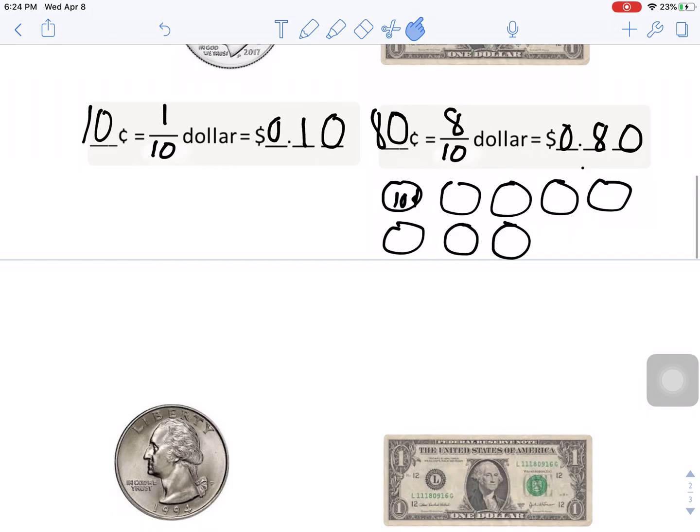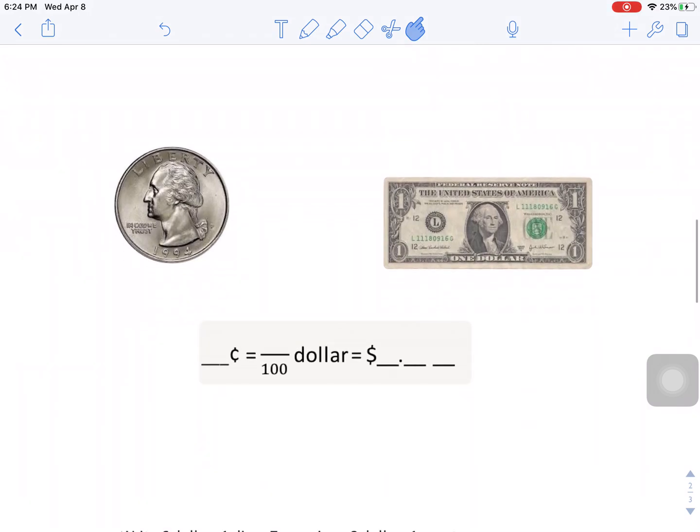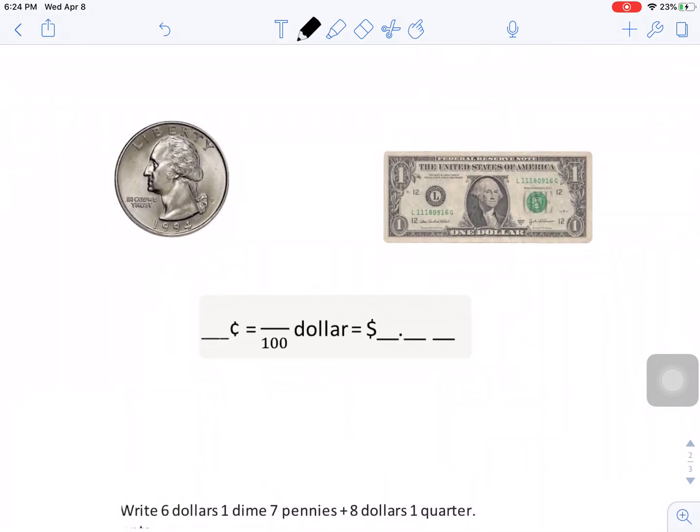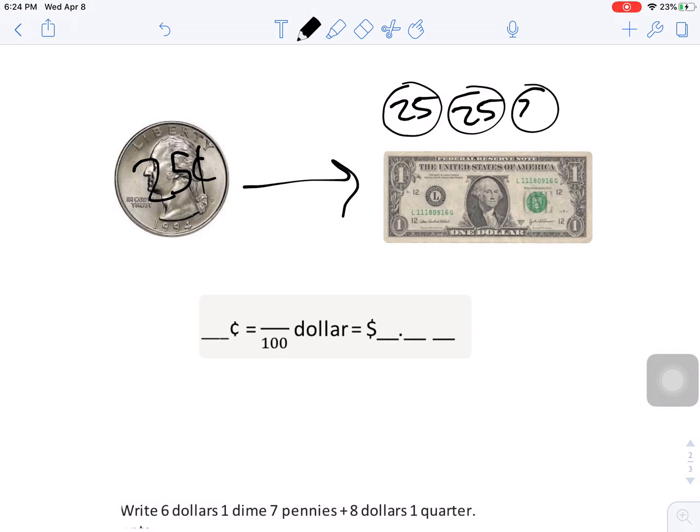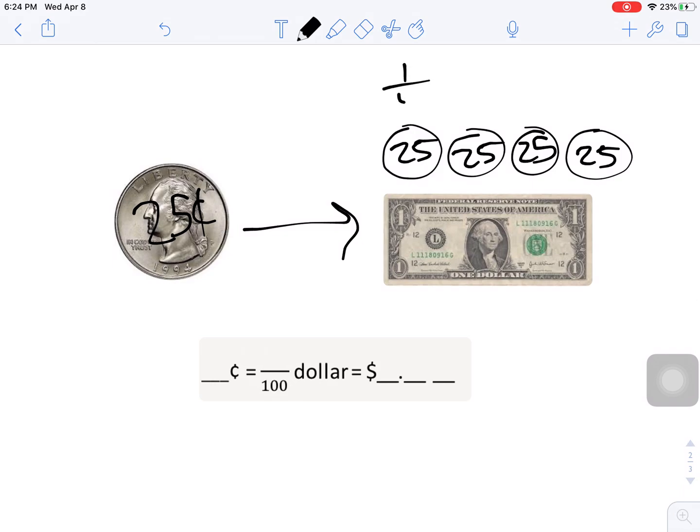Another type of coin is the quarter. A quarter is worth 25 cents. It takes 4 of them to make a dollar. We go 25, 50, 75, a dollar. So I could say that a quarter is 1/4 of a dollar. But when we're talking about decimals, we want to stick with multiples of 10.